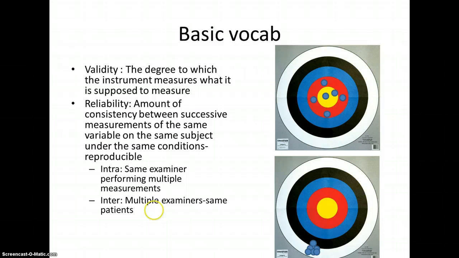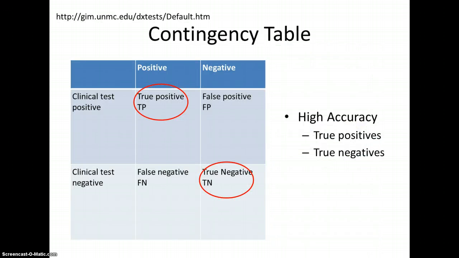Taking validity and reliability as our basic vocabulary, we look at the next section of evidence-based practice, which is the contingency table. It is a simple 2x2 table on which most of the statistical analysis that you will read in the literature and that our students read is based.